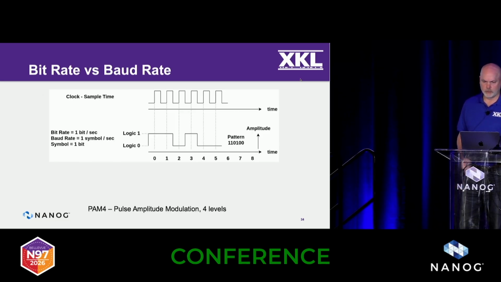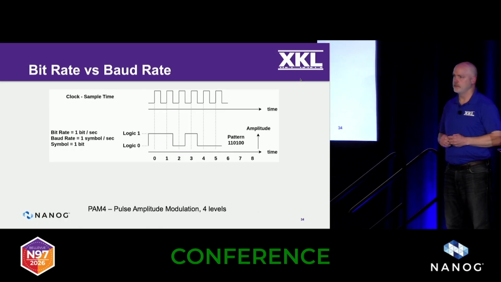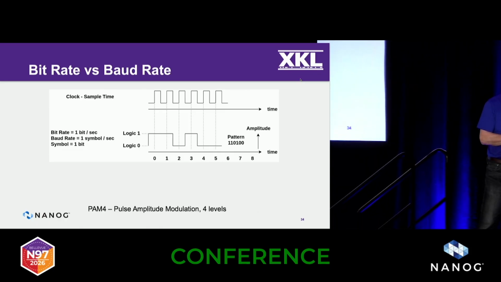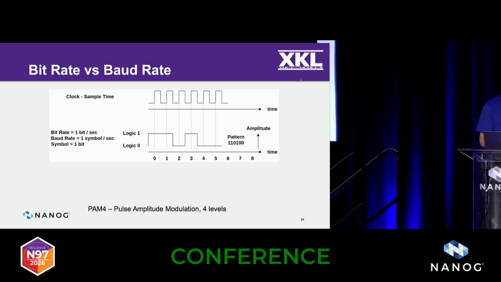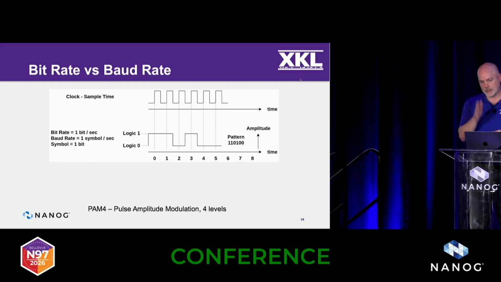Okay, we're going to get into a little bit more about modulation schemes, and to do that I need to talk about baud rates, and to do that I need to talk about what it means. So this is a simple example of a signal where we're trying to transmit 1 bit per second. Every clock cycle here we're transmitting a bit, and it's a logic 1 or logic 0. So we're trying to transmit this pattern 110100.